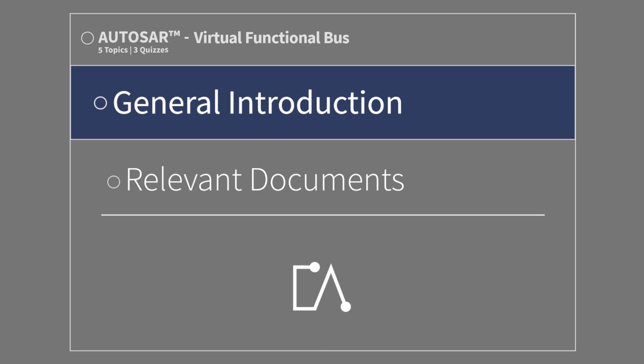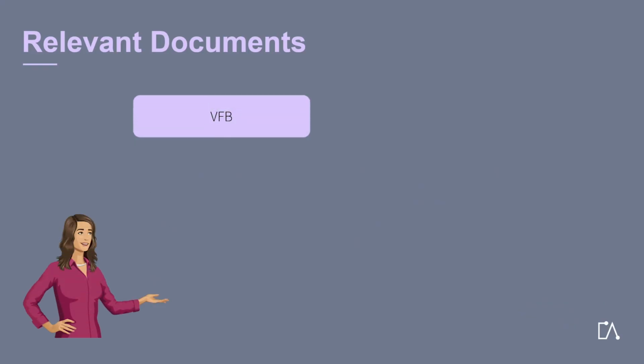Relevant documents. The OEM uses different documents to describe the virtual functional bus. Let's take a look at the most important ones. The software component descriptions hold most of the information about the virtual functional bus. But additionally, the ECU topology needs to be described in the system topology and the ECU resource descriptions.